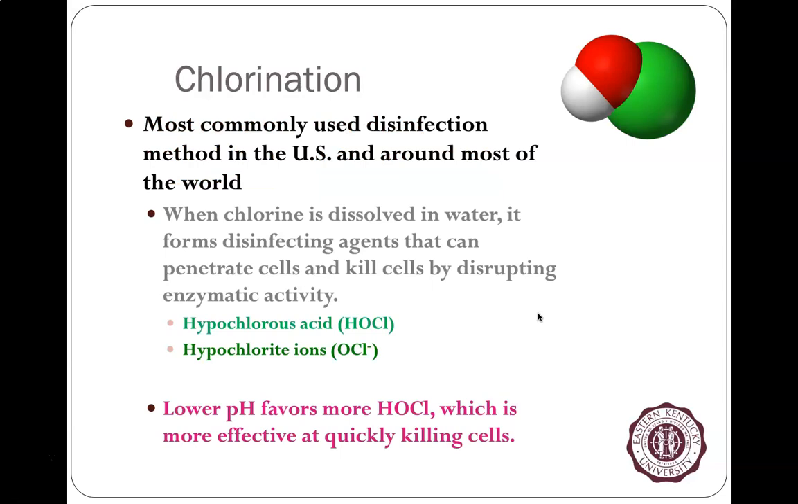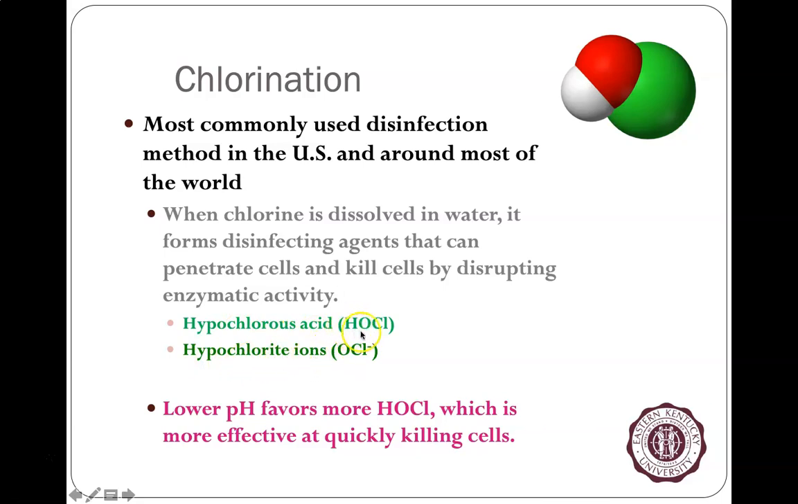Now, chlorination is the most common method used in the United States and probably around the world. When chlorine dissolves in water, so when you mix chlorine with water, it will form these disinfecting agents. And these agents can penetrate cells and kill them by disrupting their enzymatic activity. The two agents that it forms, along with some disinfection byproducts, that can kill and disrupt enzymatic activity are hypochlorous acid as well as hypochlorite ions.